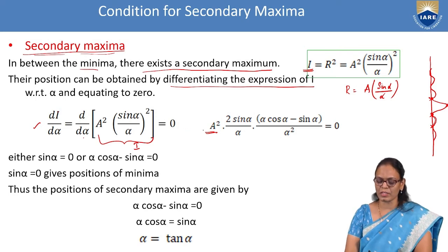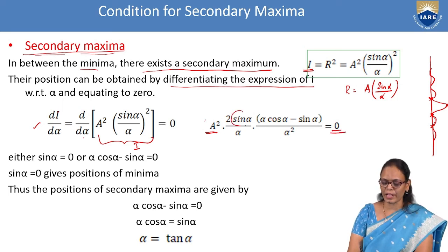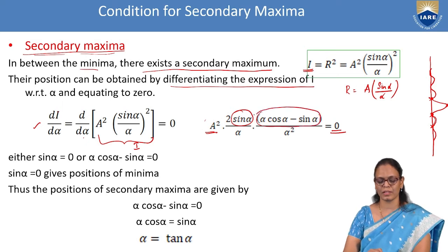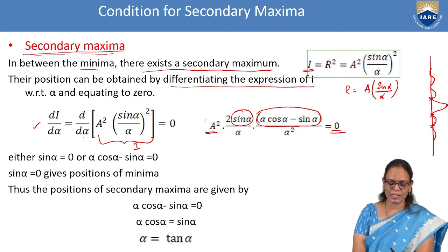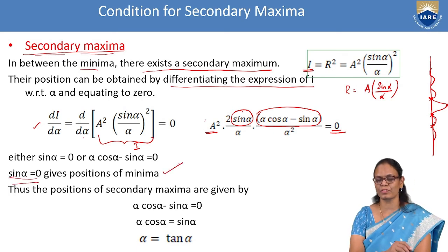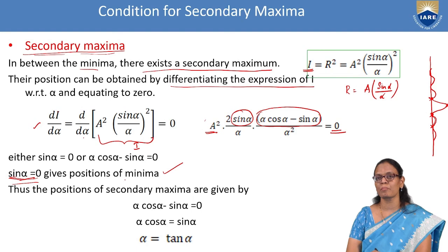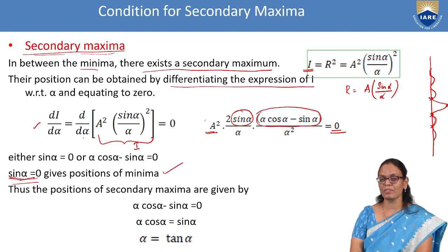Now two conditions. If this whole thing has to be 0, either our sin alpha has to be 0 or alpha cos alpha minus sin alpha has to be 0. Okay, but sin alpha is equal to 0 gives the position of minima. This we have discussed previously. So we cannot consider sin alpha is equal to 0 because that is giving us minima. So what is the next thing we have to consider? Alpha cos alpha minus sin alpha has to be 0.